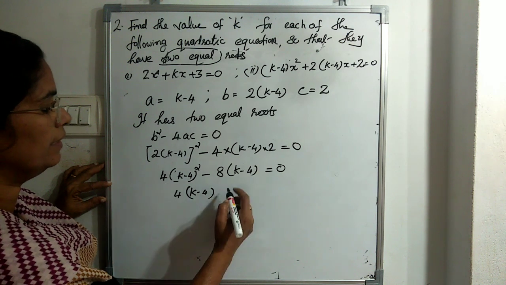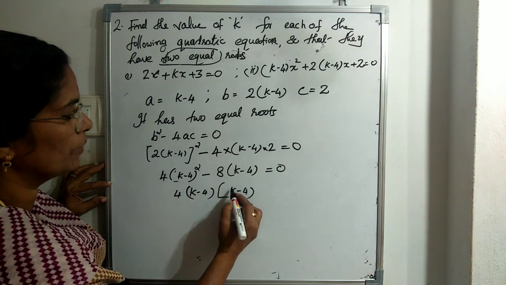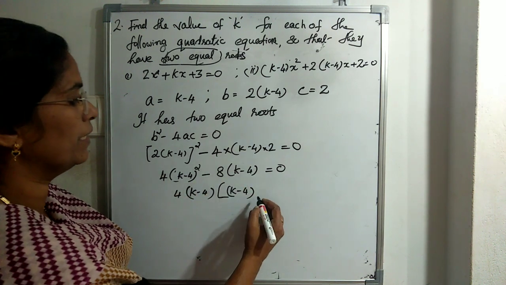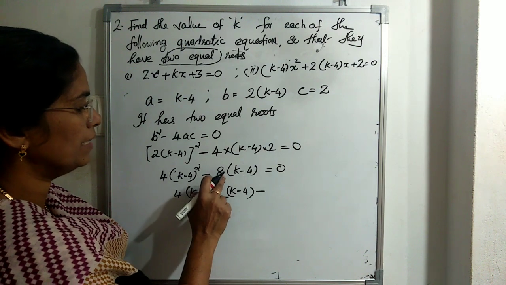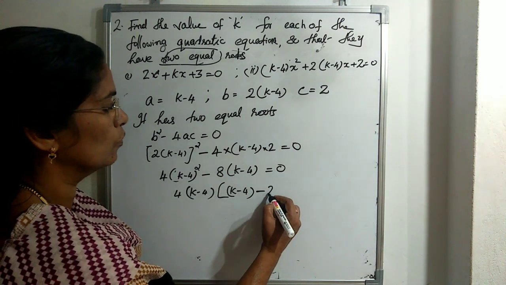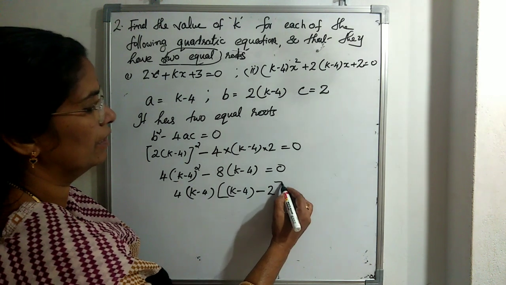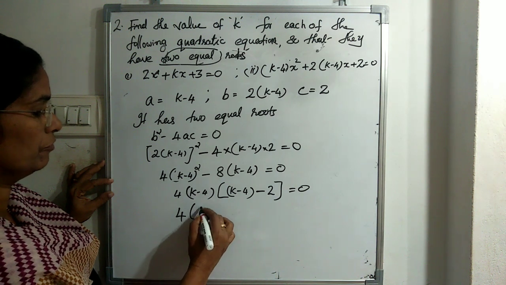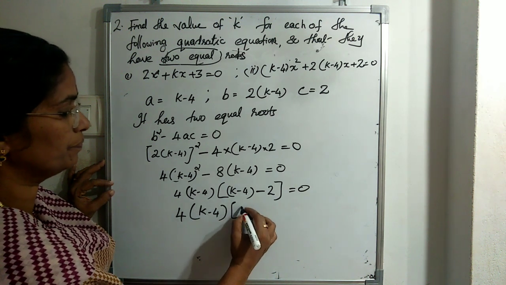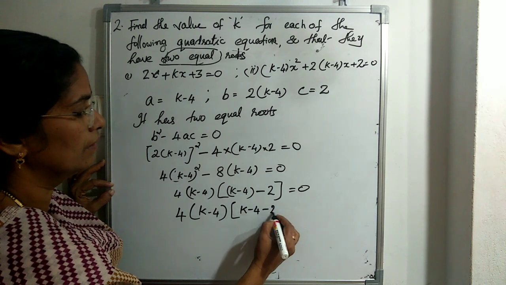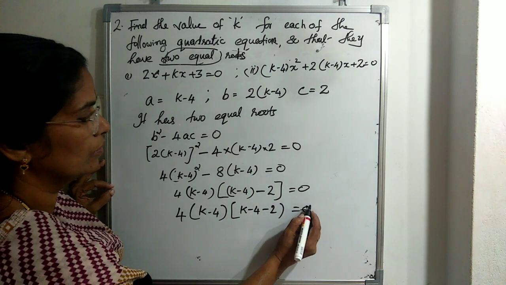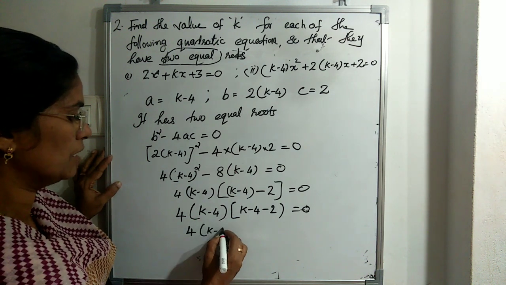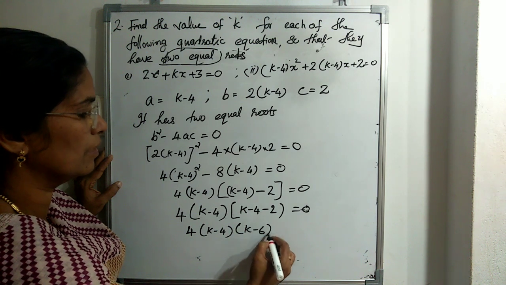So balance here it is only k minus 4 because here power is 2. One k minus 4 we are taking outside, then balance k minus 4 is there, minus from 8 we are taking 4 outside, then balance is 2. This k minus 4 already we took. Clear this bracket? Okay. That is equal to 4 into (k minus 4) into, expanding again, equal to 0. That is 4 into (k minus 4) into (k minus 6) equal to 0.